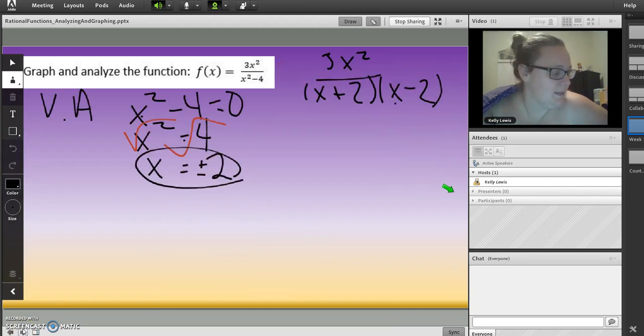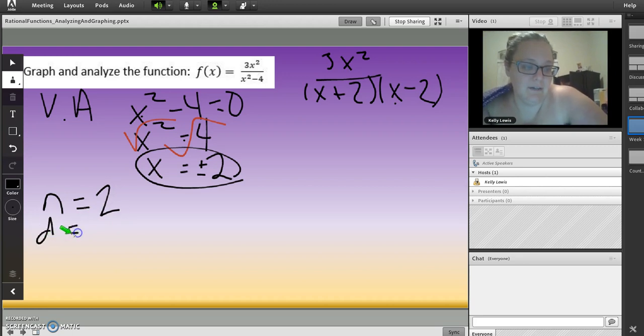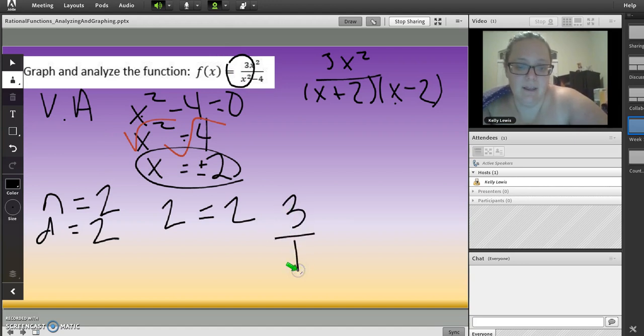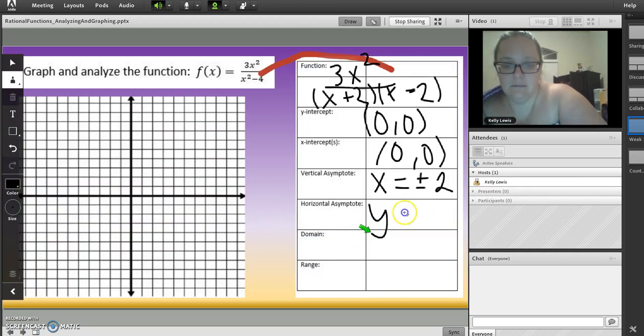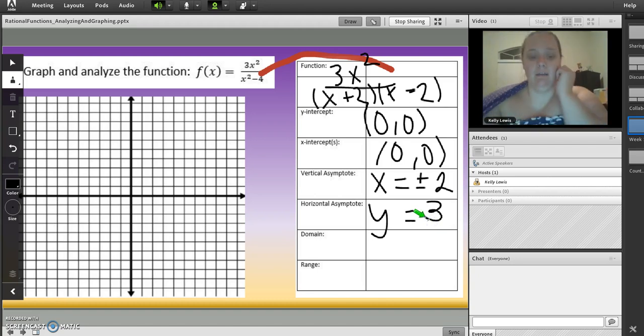For the horizontal asymptote, you compare the degrees. Here, the numerator degree is 2 and the denominator degree is 2, so they're equal. When they're equal, you look at the coefficients, so you put the numerator coefficient over the denominator coefficient, and we get 3. So our horizontal asymptote is y equals 3.